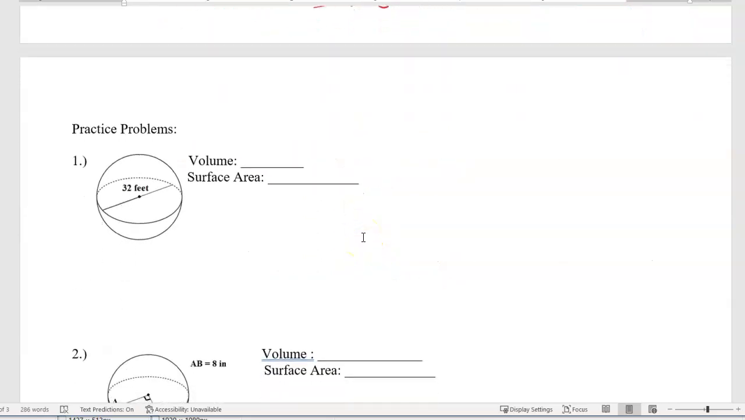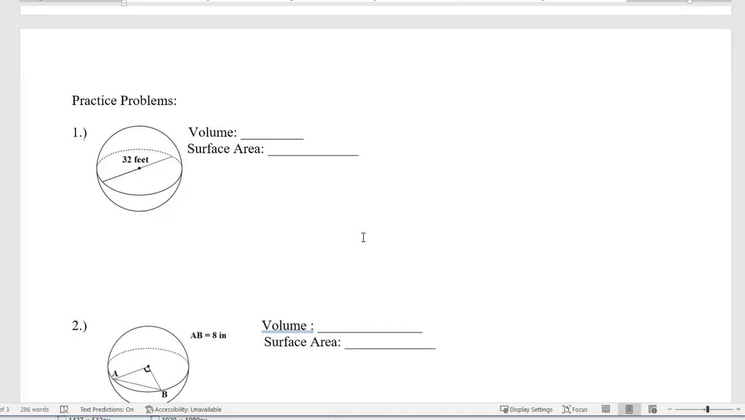Okay, what I'd like you to do is pause the video and do this problem, and then check your answers afterwards. Go ahead and pause it. Right, hopefully you've actually paused the video.